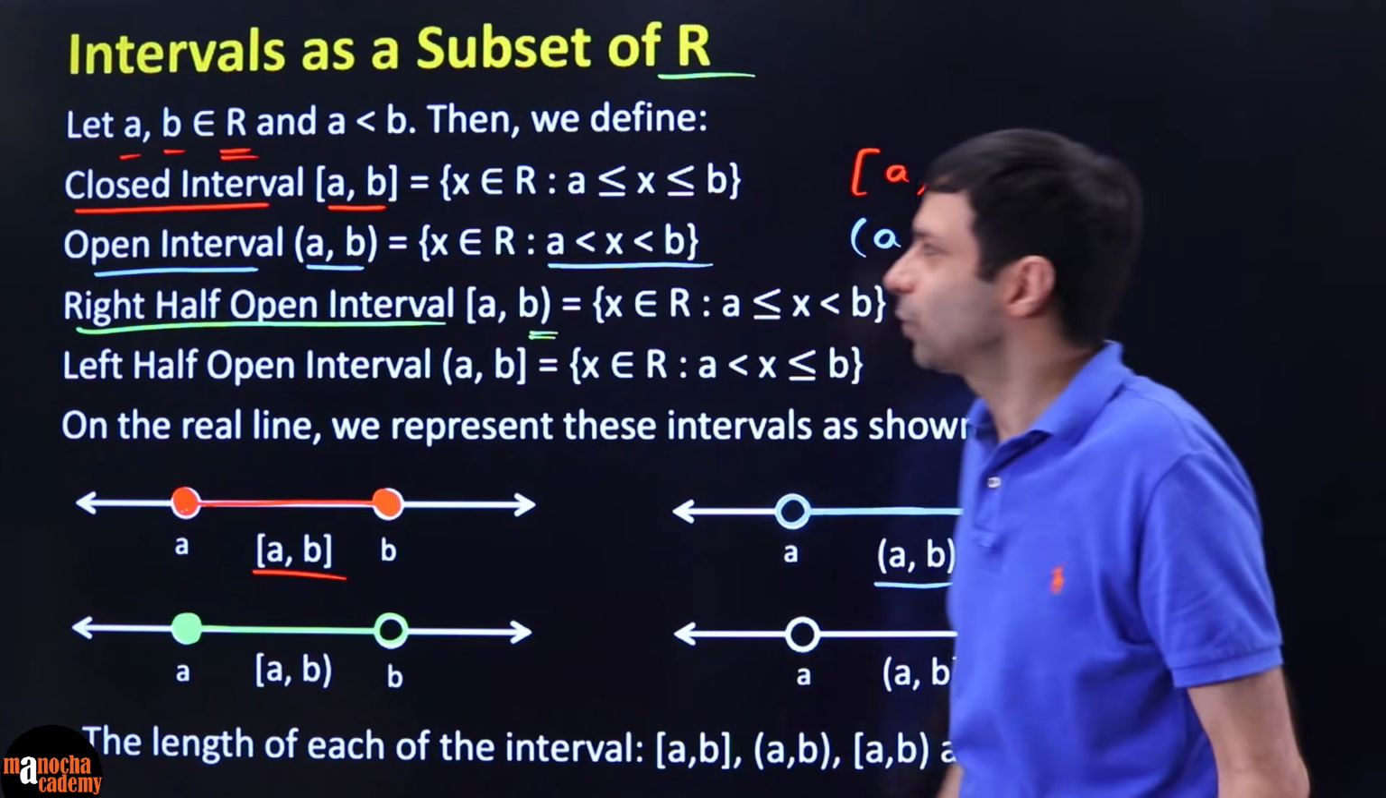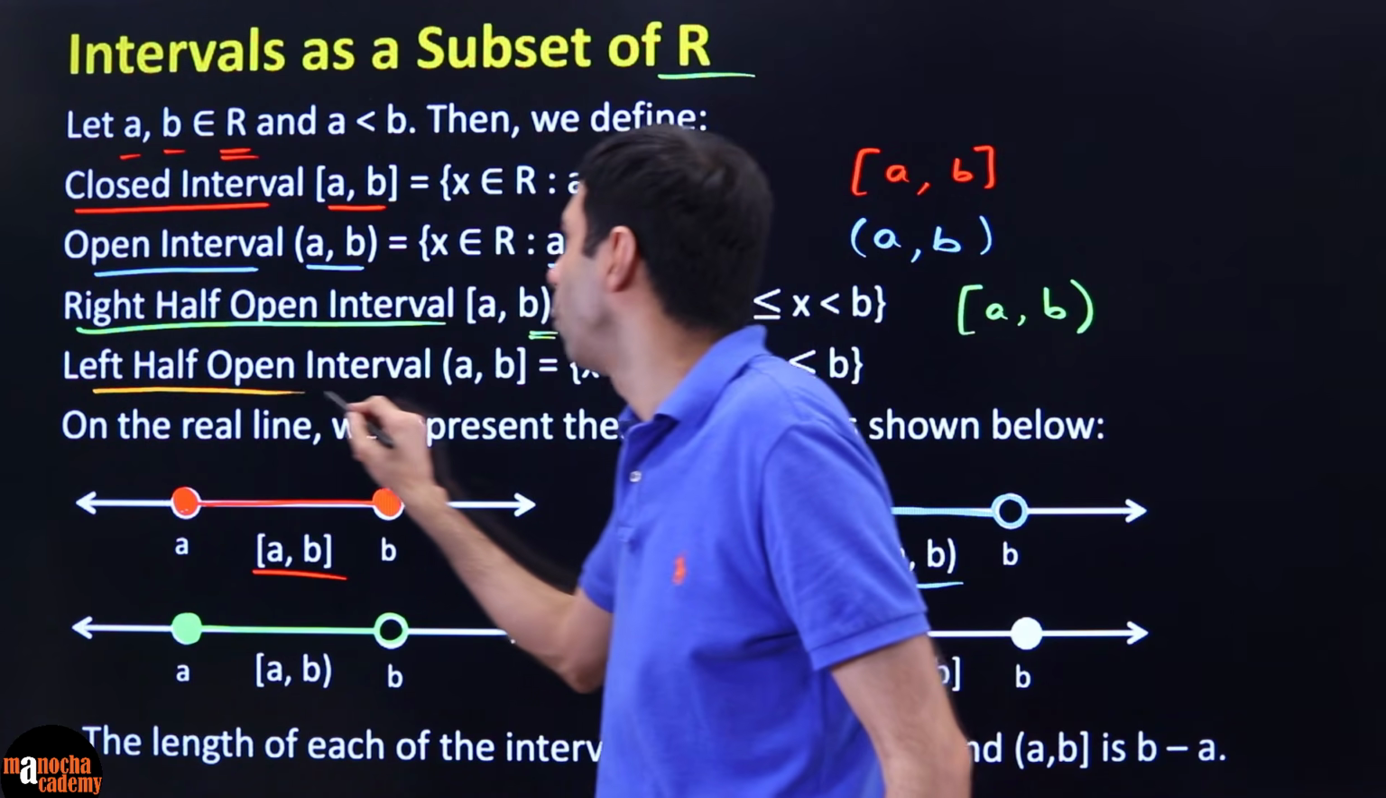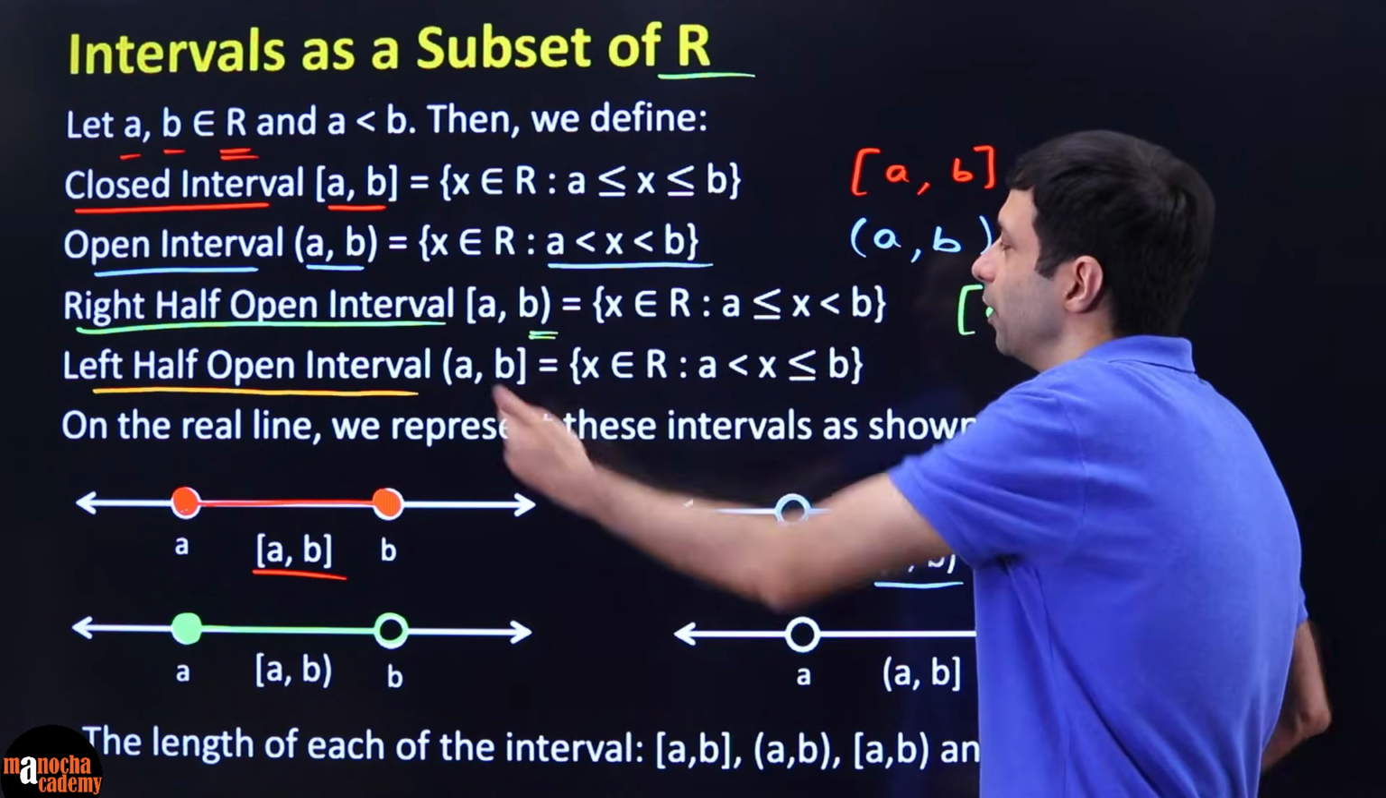And then let's look at the last one. Last one is the opposite, left half open interval. The left half is open. Basically why?